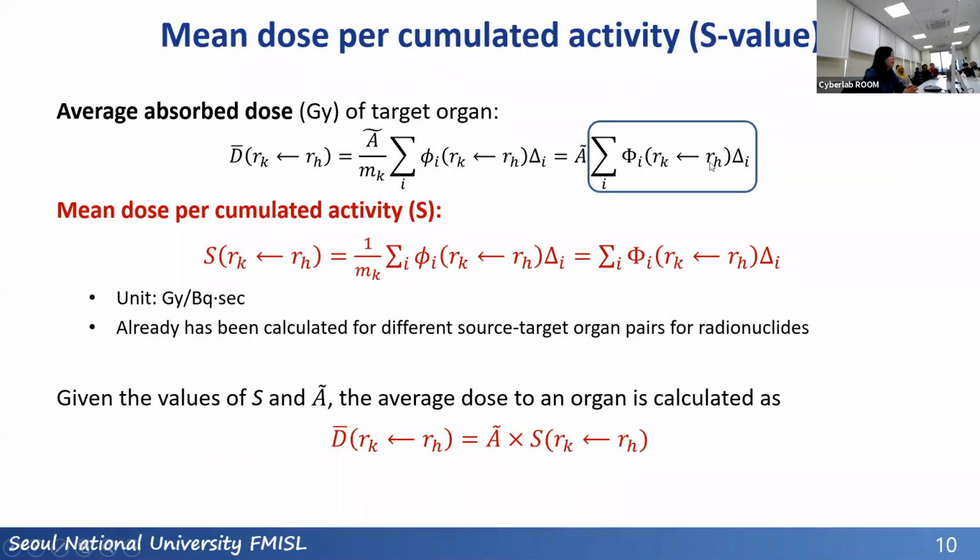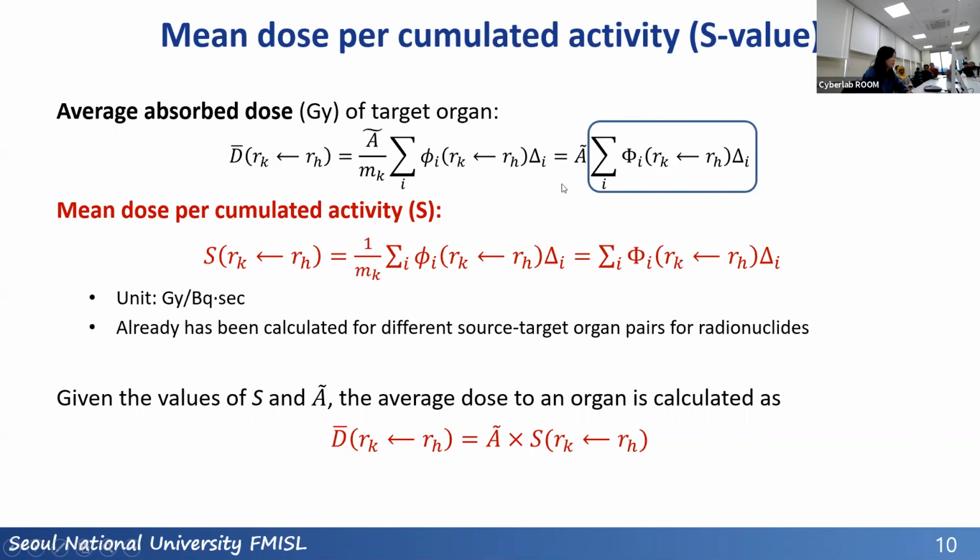But it is very difficult to always calculate all the target and source pairs, and also all the equilibrium constants of every emission type for every radionuclide. It is very difficult. So there are several studies which already calculated these values, which we call the S value. So the S value of the source to target is just this term, the second and third terms we calculated here.